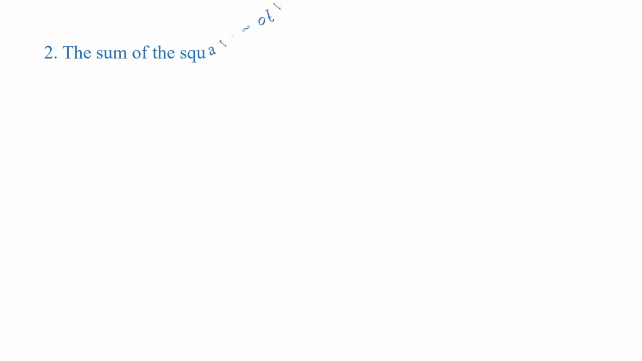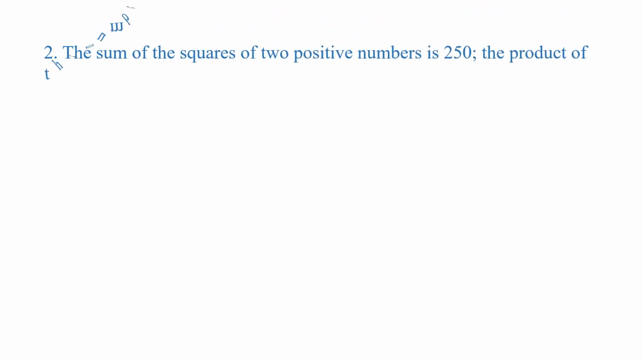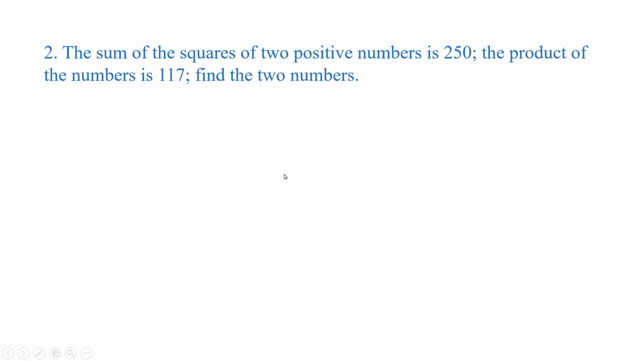Now problem 2. The sum of the squares of two positive numbers is 250. The product of the numbers is 117. Find the two numbers. Very easy.